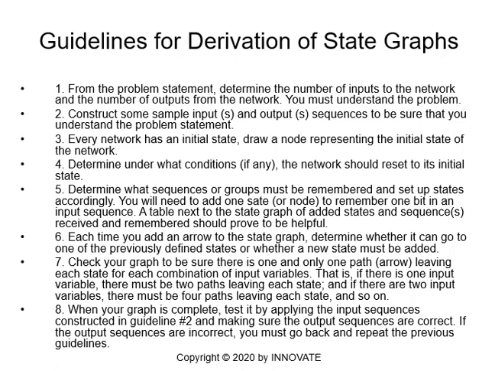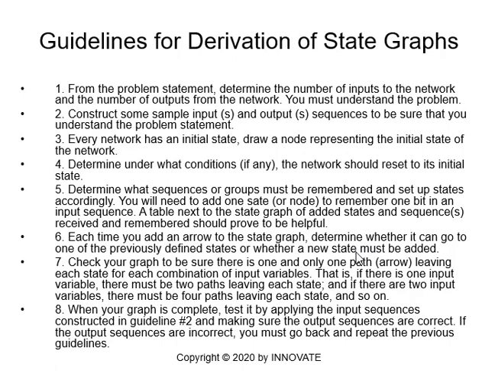Determine what sequences or groups must be remembered and set up states accordingly. You will need to add one state or node to remember one bit in an input sequence. A table next to the state graph of added states and sequences received and remembered should prove to be very helpful. 6. Each time you add an arrow to the state graph, determine whether it can go to one of the previously defined states or whether a new state must be added.